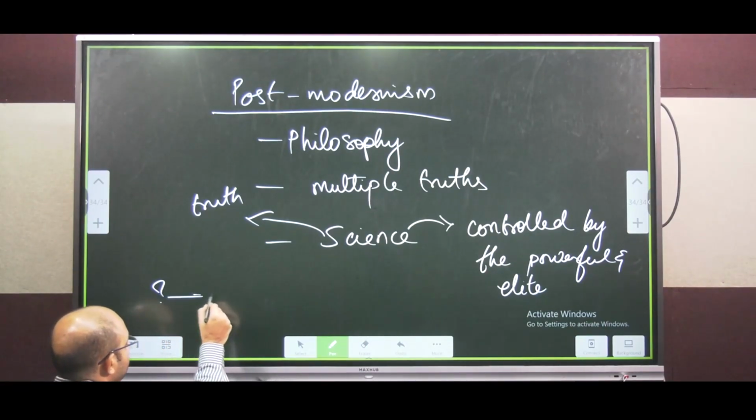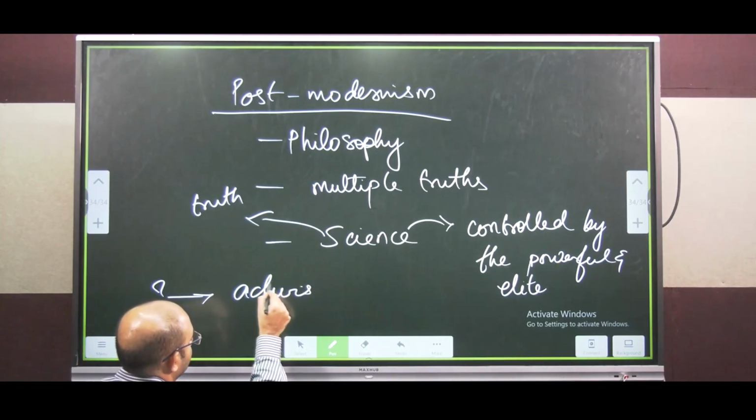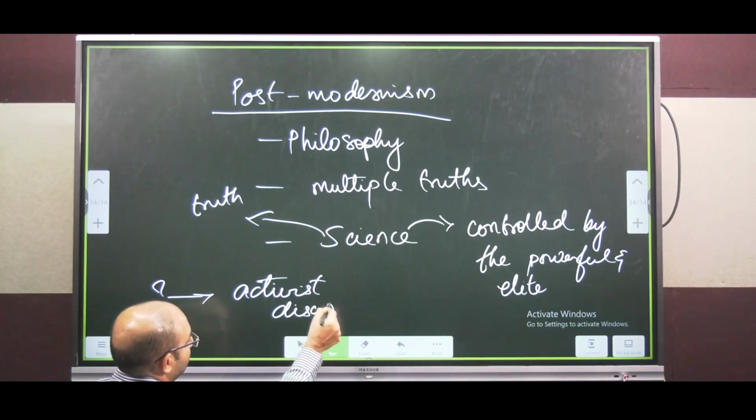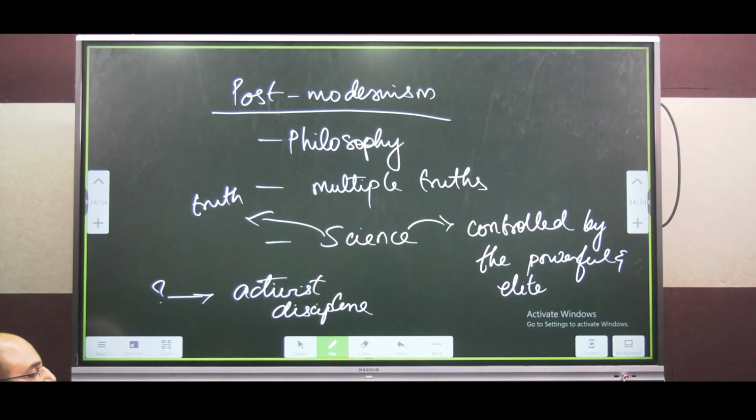Their alternative is that anthropology must become an activist discipline. That is, anthropology should work independent of powerful sections and elites. Anthropologists should not accept funding from powerful sections, from governments or companies, but anthropologists must work like activists who fight for people's rights on their own.